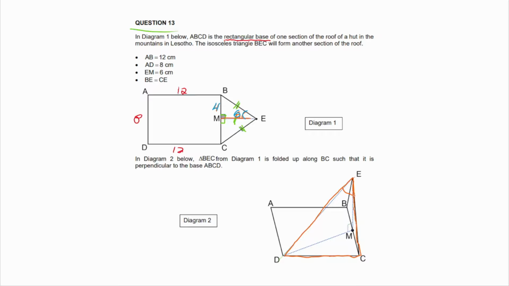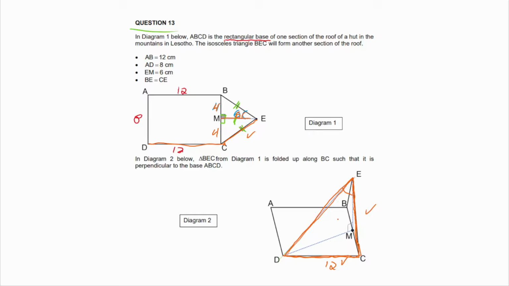So I'm going to need side EC. I can find side EC quite easily because this is 4, so I can just do Pythag. So side EC is kind of easy. And then I'm going to need side DC. Well, I know what DC is because this is a rectangle, so this is 12. So I have this side. Now I need side ED.